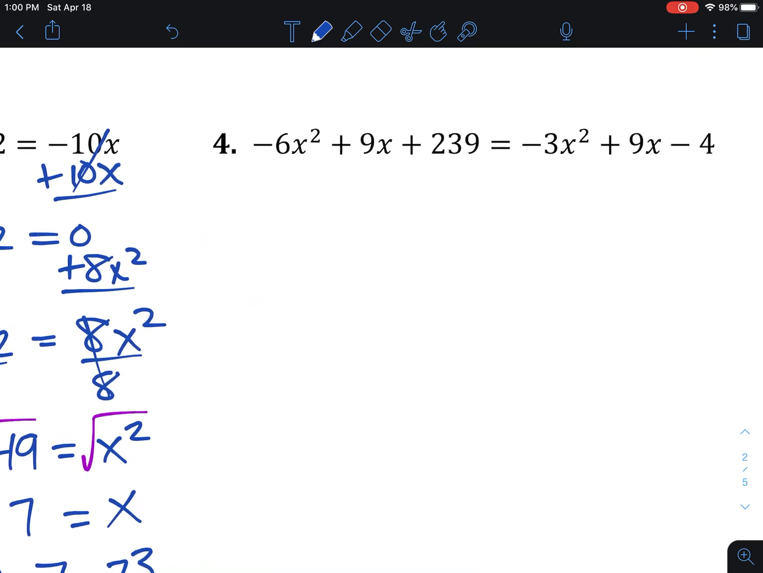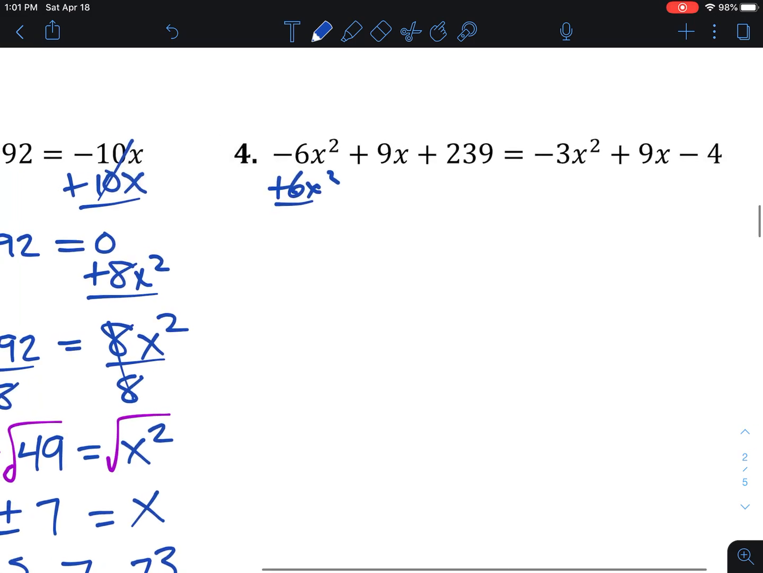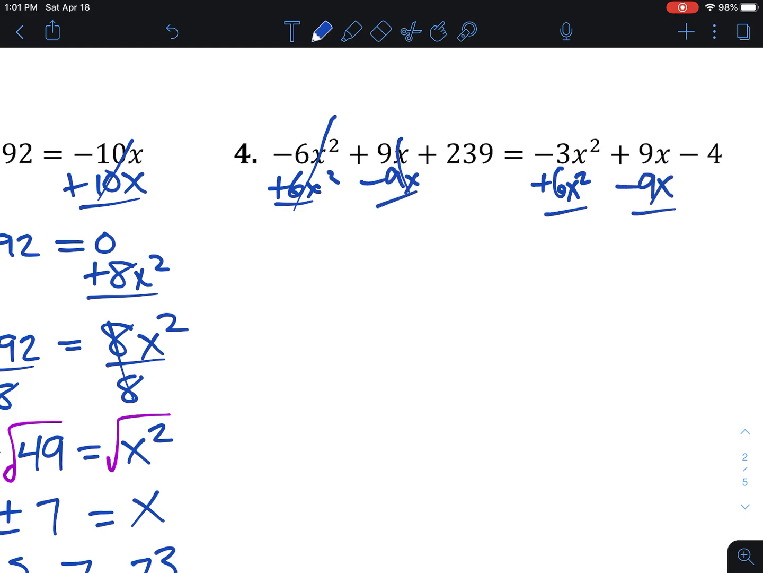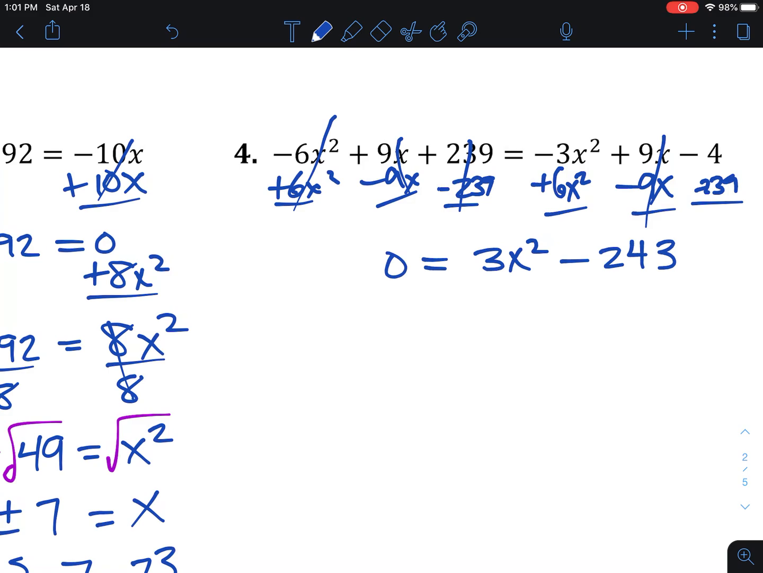And over here, just a little bit crazier example, but same exact work really. Add 6x squared to both sides. Again, I moved that one, not the negative 3x squared, because I want to avoid negatives. We're going to subtract 9x from both sides. That will get rid of it. And if the x squareds are going to be on the right, let's bring the 239 to the right as well. So minus 239 on both sides. So that's gone. So 0 equals 3x squared. 9x's are gone. Minus 243.